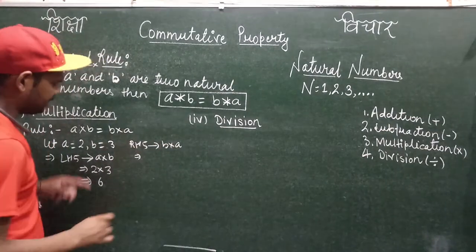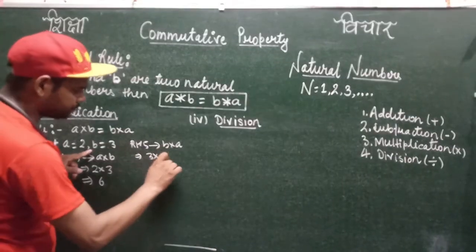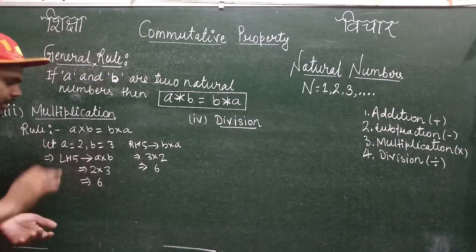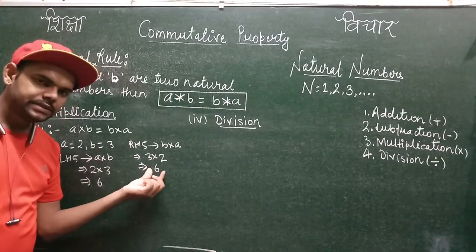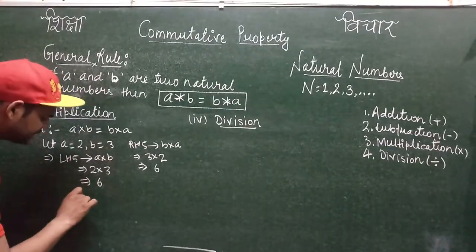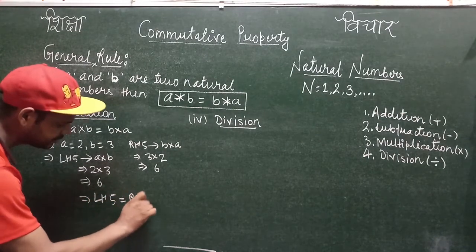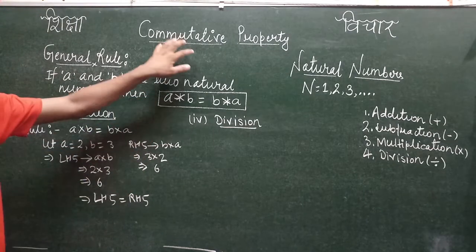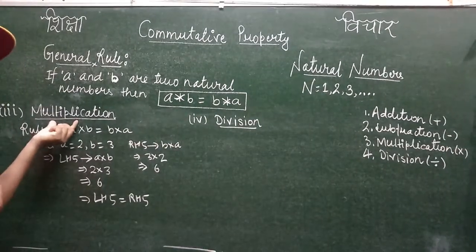In this expression, that is B multiply A. This implies that B is what? 3 and A is what? 2. So 3 multiply 2, that is again 6. That means the value of right hand side is 6. The value of left hand side is 6. And this implies that LHS is same as RHS. What does it mean? It means that commutative property for natural numbers over multiplication is satisfied.